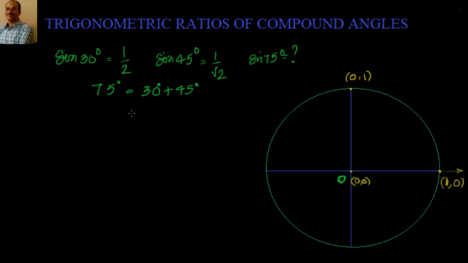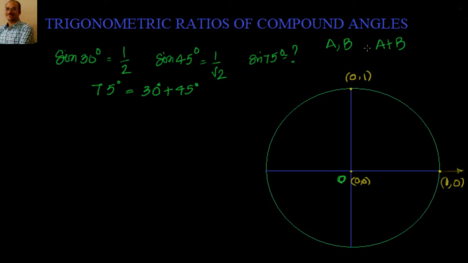So what we are trying to do in this video is understand how the trigonometric ratios, that means sine, cos, tan, cosecant, secant and cot of compound angles, that means sum of two angles or difference of two angles, are related to the individual angles. What I mean by that is, suppose you have two angles A, B. The compound angle of that is A plus B, or it can be A minus B, sum or difference.